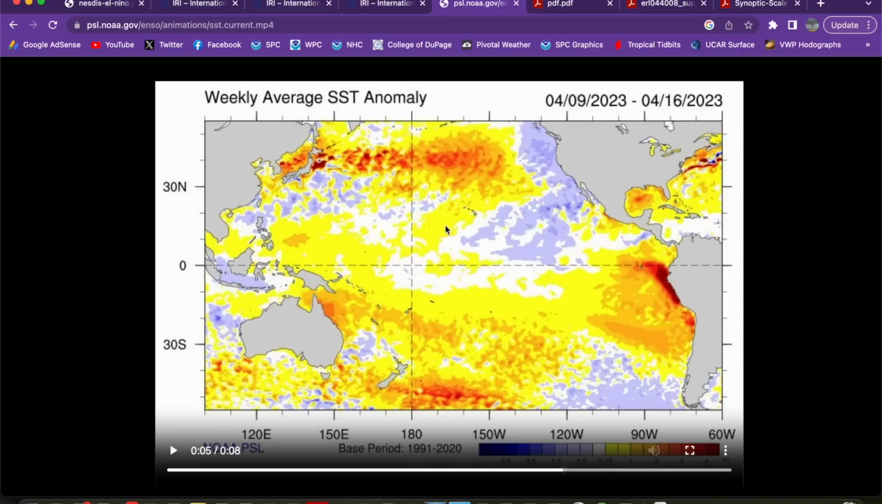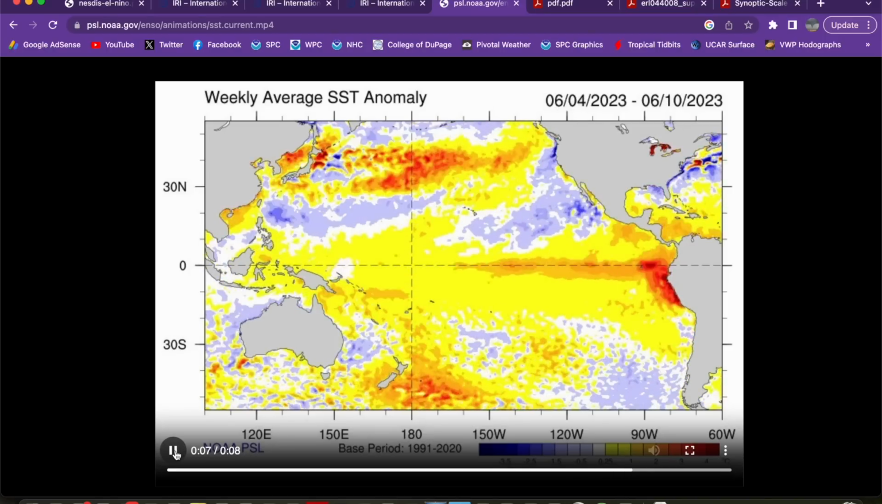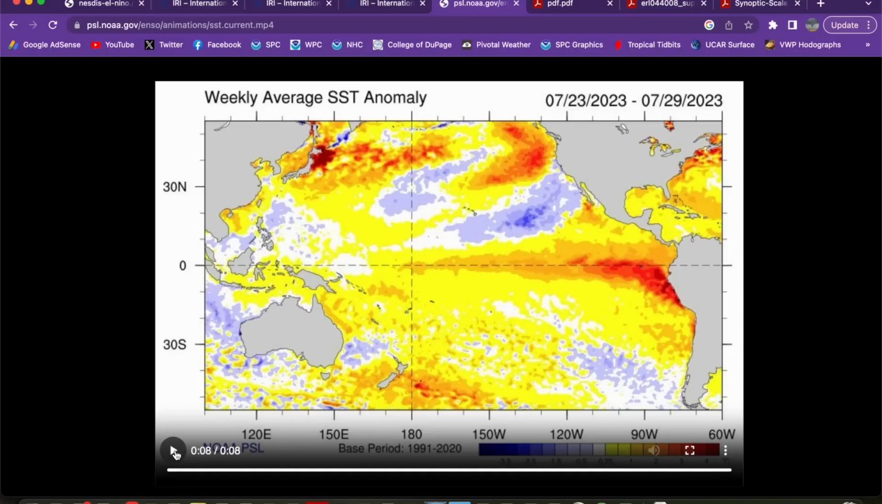This is April 2023. We start to see mostly neutral temperatures there in the equatorial Pacific, with some extreme warming happening out here off the coast of South America. But watch what happens as we go into May and June. These temperatures really warm across the equatorial Pacific, and then our current state, we are well entrenched in that El Nino phase with much warmer than normal temperatures across the equatorial Pacific region. So that transition happened a little bit more rapidly than what was expected.